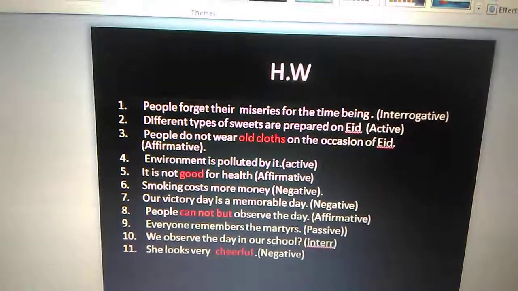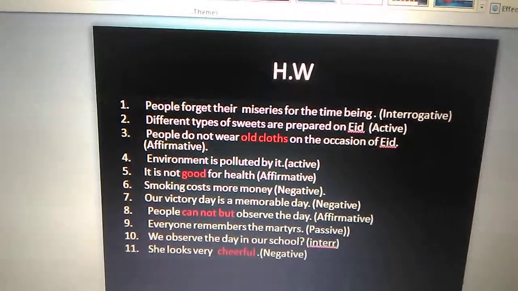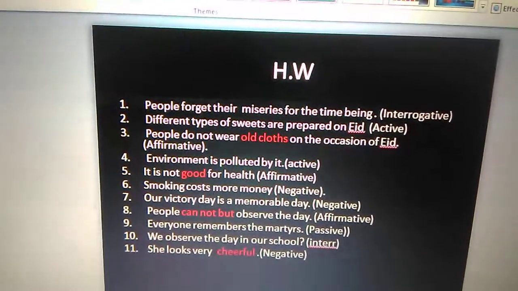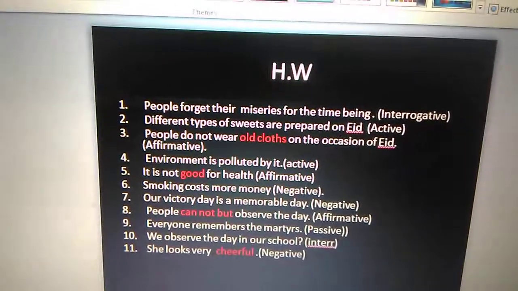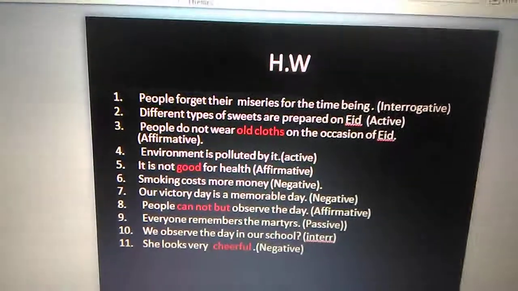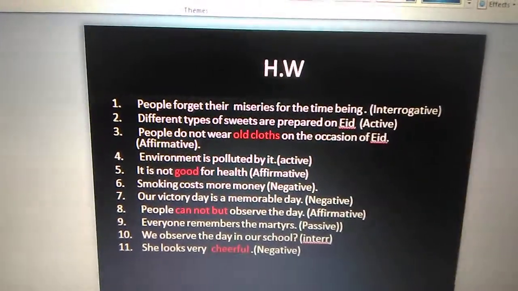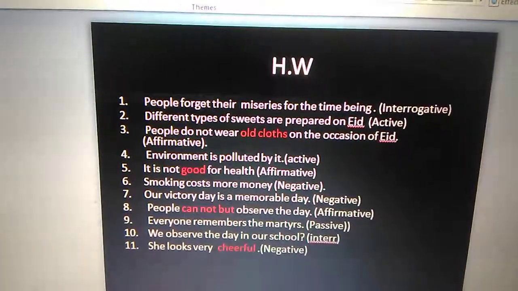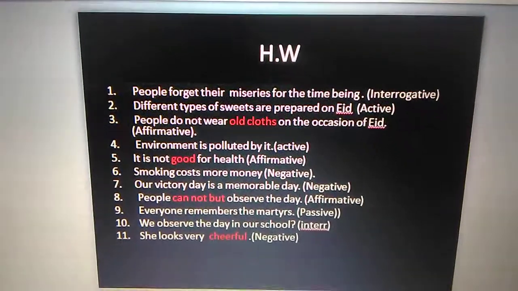I told you here. Everyone remember the martyrs. Passive. It is easy. We observe the day in our school. Interrogative. So it will be negative interrogative as the sentence is affirmative. She looks very cheerful. I already told you the opposite word of cheerful. So you'll practice that one. I think it will help you a lot.